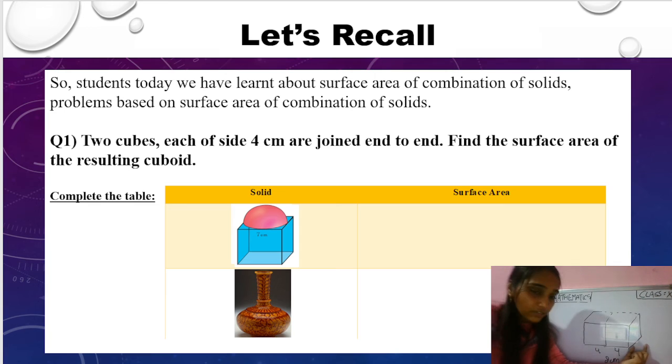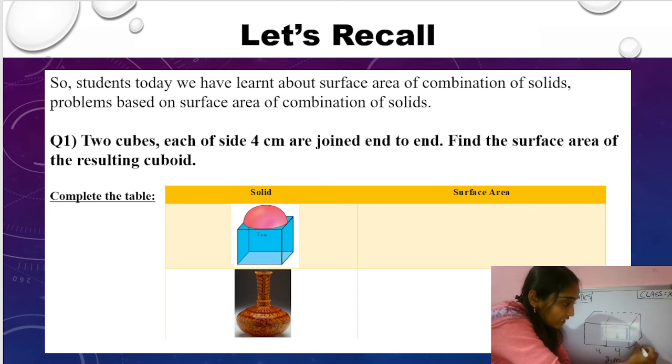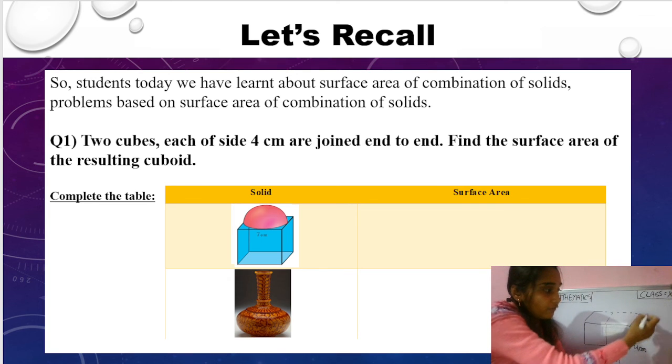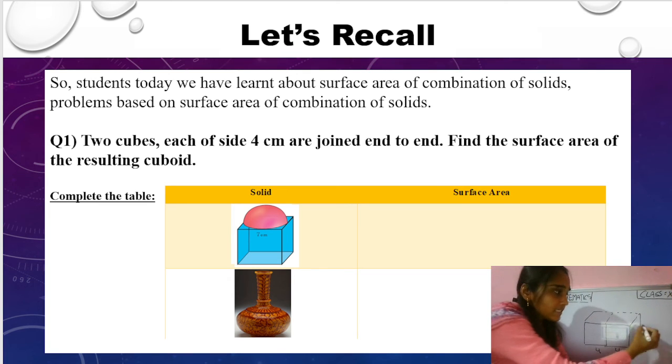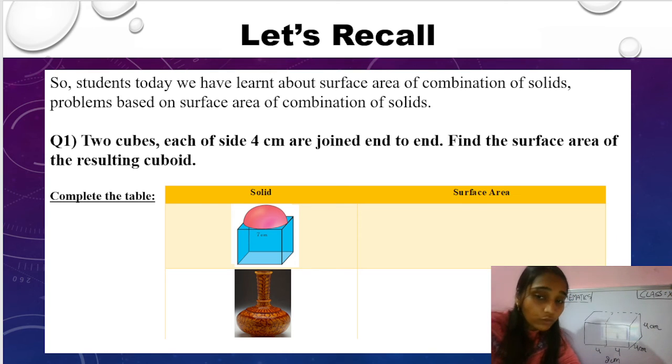And what is the breadth of this cuboid? Yes, because we are given that 4 centimeter is the edge of the cube. And what will be the height? Yes, it will also be 4 centimeter. So now students, you have to calculate the surface area of this resulting cuboid. So do it and let me know.